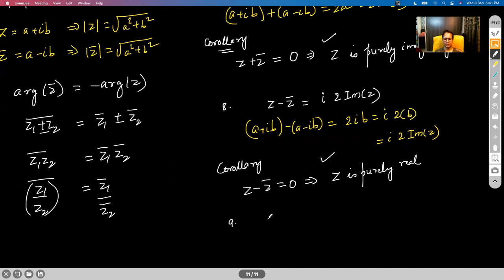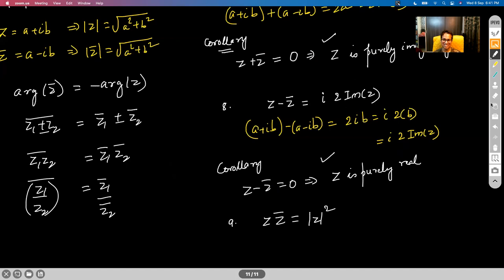Okay. Last but not the least, Z multiplied with its conjugate will always give you mod Z square, not Z square. Please don't get me wrong here. I'm not saying Z square. Z square and mod Z square are two different things.